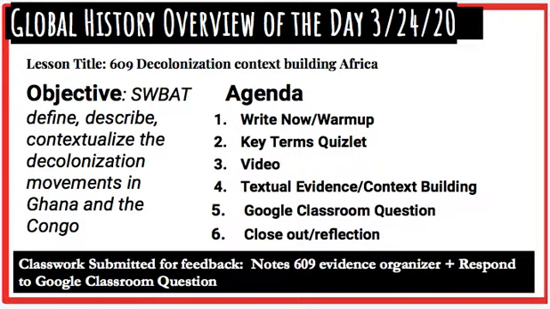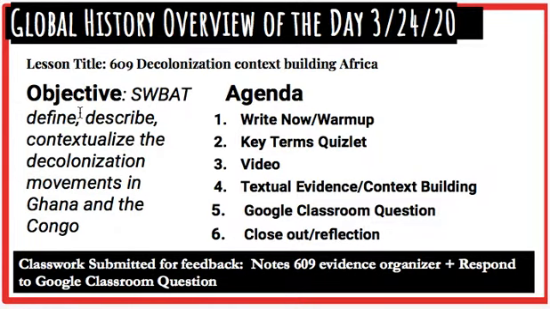Let's get into the objective. Students will be able to define, describe, and contextualize the decolonization movements in Ghana and the Congo. Now, again, define means to be able to break down the meaning of a concept or a word, and in this case, we are defining the decolonization movements in Ghana and the Congo.